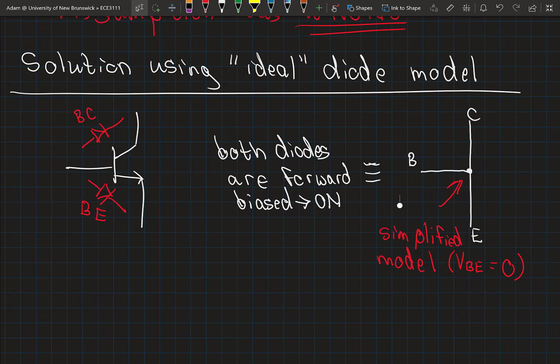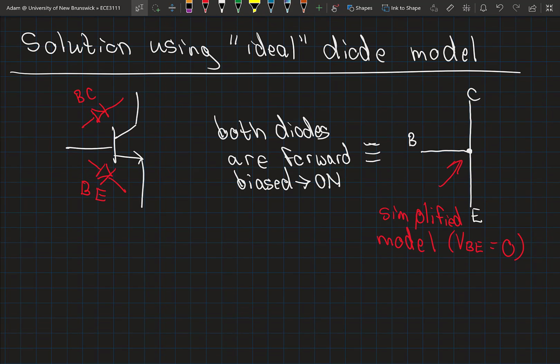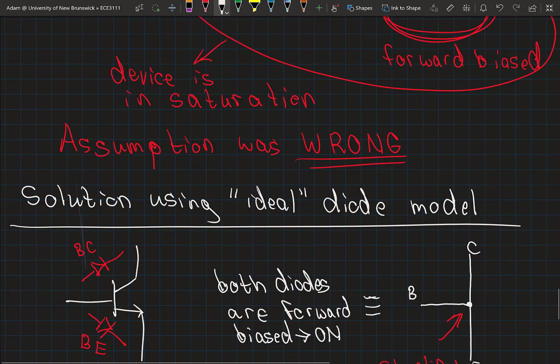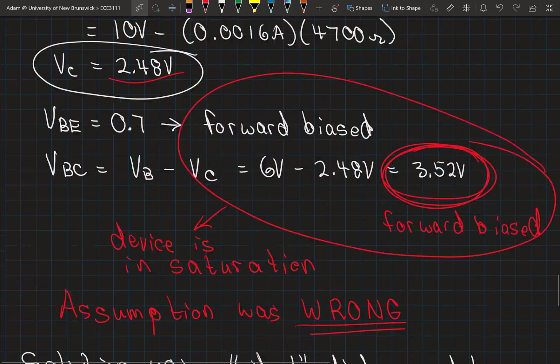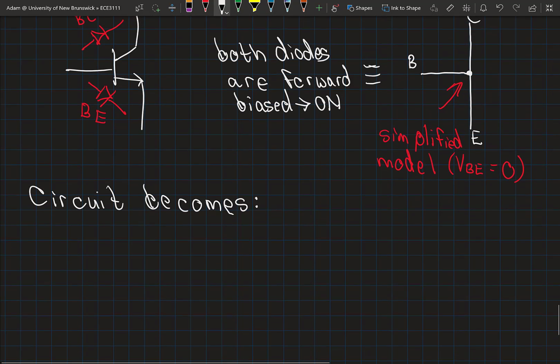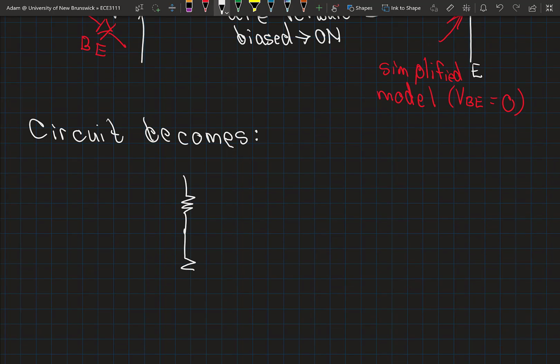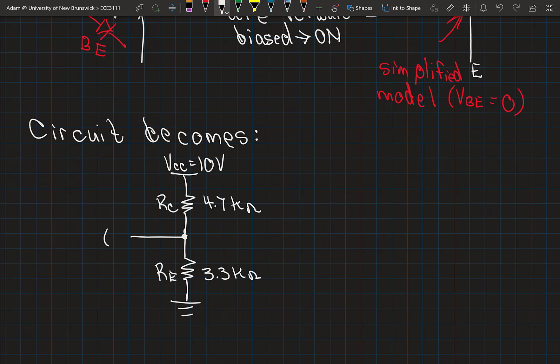Okay, so let's substitute this simplified model using the ideal diode model into our circuit. Okay, so our circuit from earlier, so this circuit that we started with up here, this circuit becomes just this, when we assume the devices are in saturation and use our ideal diode model. Okay, so again, you'll also note that the voltage at the collector equals the voltage at the emitter equals the voltage at the base, which in this circuit was 6 volts.